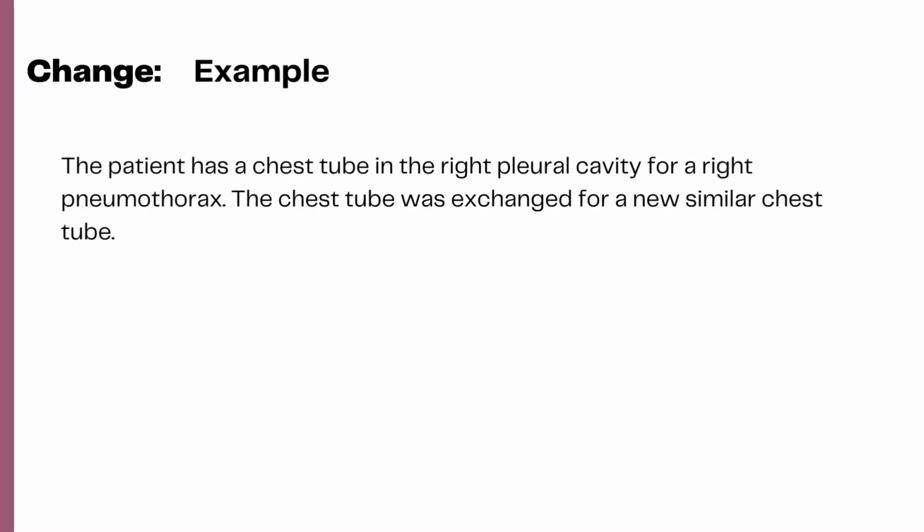In this example, the body system would be anatomic regions general, and the body part value would be the pleural cavity, which is part of the anatomic regions. Because the chest tube is being exchanged in the pleural cavity, and all cavities are coded to body system value anatomic regions general.